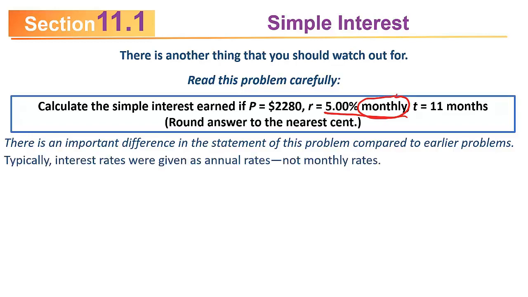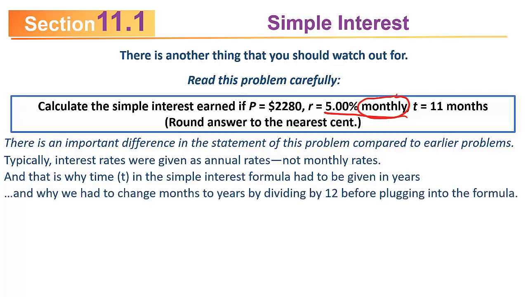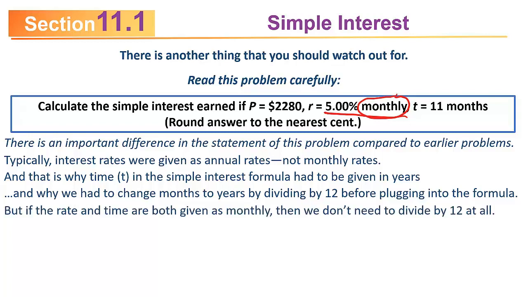Typically, interest rates in previous problems we've solved were given as annual rates, not monthly rates. And that's why time in the simple interest formula had to be given in years, and why we had to change months to years by dividing by 12 before plugging into the formula. Because if the rate were given as an annual rate, then the time had to be in years. But if the rate is given as a monthly rate and T is given in months, then we don't need to divide by 12 at all. And actually the problem is very simple to solve, but you do have to notice that fact.